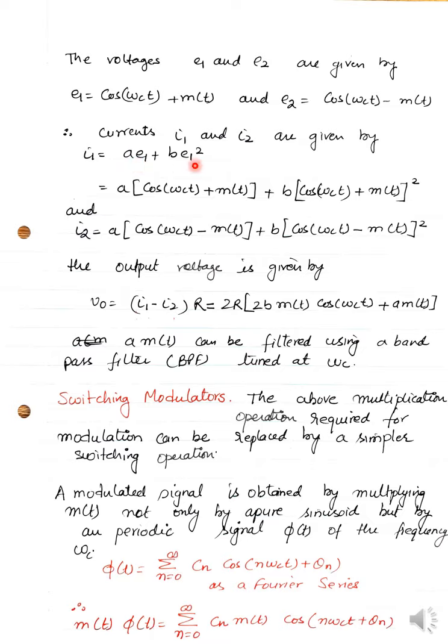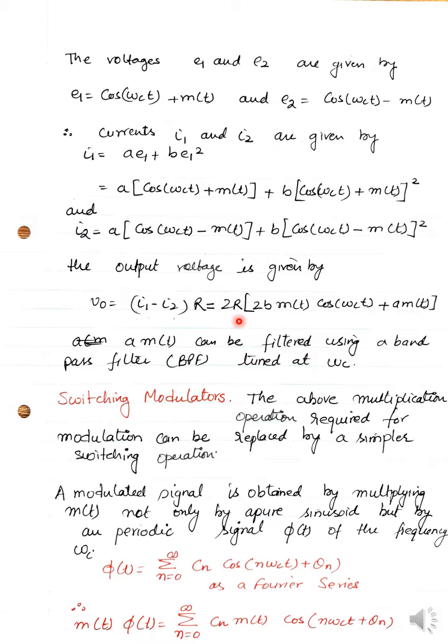Therefore, currents I1 and I2 are given by I1 equals a E1 plus b E1 squared. Then put the value of E1. I2 will be equal to a cos(omega_c t minus m(t)) plus b times cos(omega_c t minus m(t)) squared. And the output voltage V naught will be equal to (I1 minus I2) R.